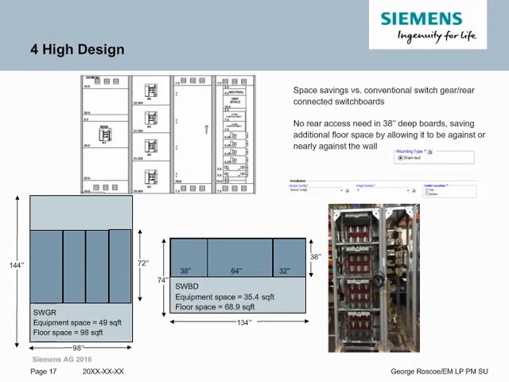Then if the other 4-high need to be connected with draw-out circuit breakers, those can go in a 64-inch wide section. So that's a 32-inch wide breaker section with a 32-inch wide pull, and then the main breaker will go in a 38-inch wide section on its own.